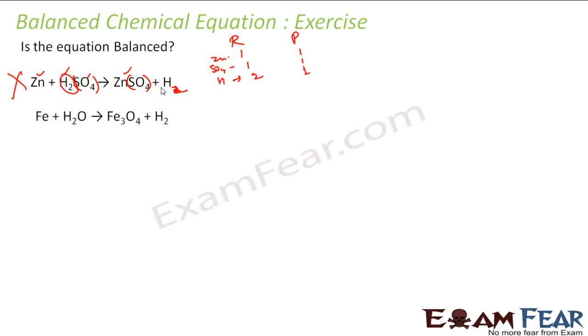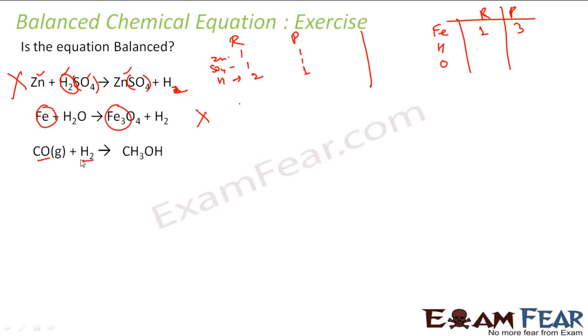Let's take this example. Fe plus H2O is equal to Fe3O4 plus hydrogen. So here also we have, let me write here, iron, hydrogen and oxygen. Number of iron molecules in reactant is 1, in product is 3. So if you see, iron itself is not balanced, so we don't need to find other things. We can say that it is not balanced because the iron itself is not balanced.